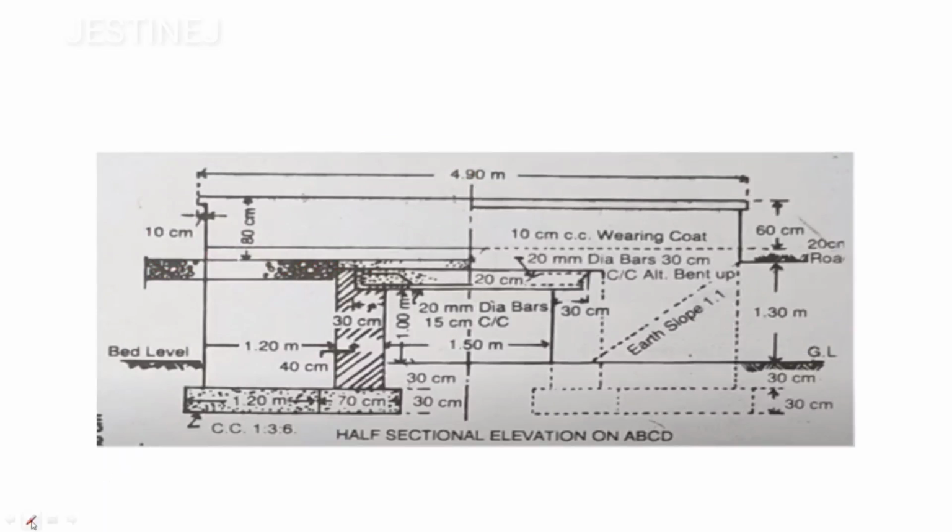Then from here you can observe the length is going to be 4.7, since you are reducing 10 centimeter from both sides. Here also 10 centimeter, so the total is 4.9 meter. After that you have to reduce that 10 centimeter value, so you will get 4.7. This is the other cross-sectional view.